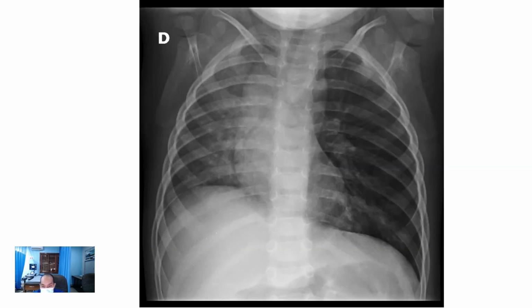Again, we can also see in this case, which is the case of foreign body, overinflation of the left lung compared to the right. It caused the mediastinal structures to shift to the right.